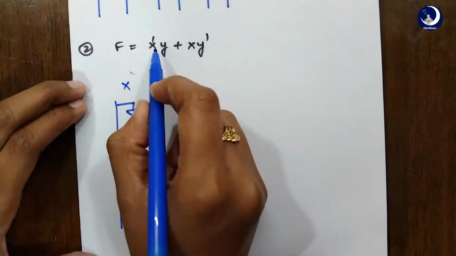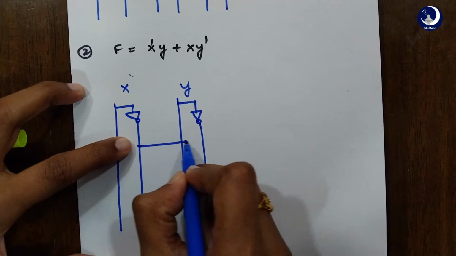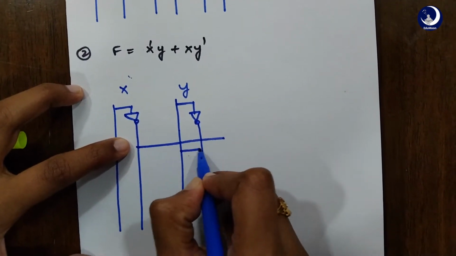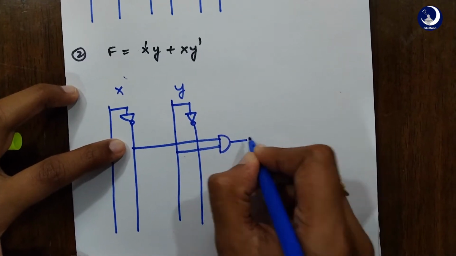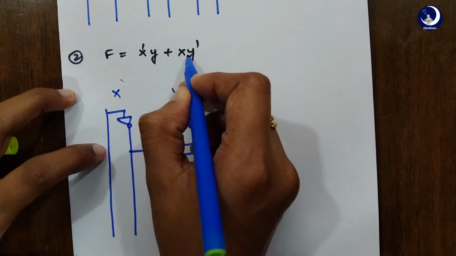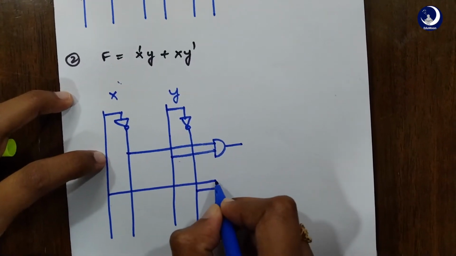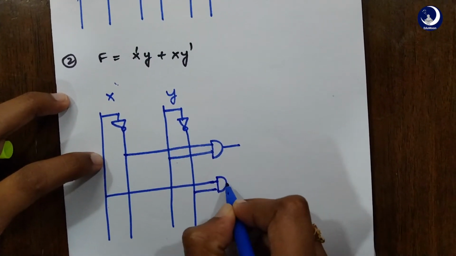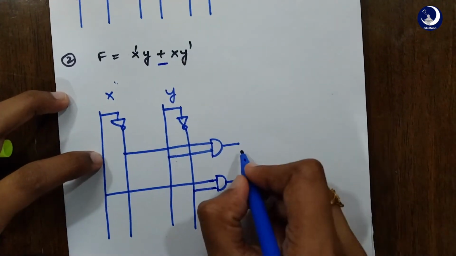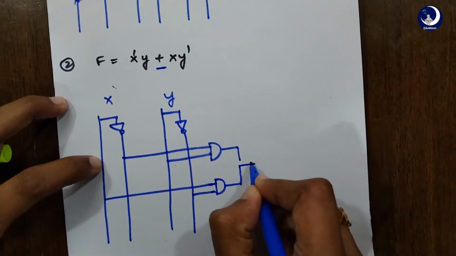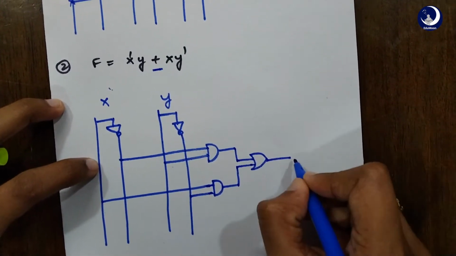Okay. Now, x bar dot y. This is your x bar input and this is your y input. As there's an AND gate in between them, you need to place an AND gate here. Next, x dot y bar. This is the input of x and this is the input of y bar. So again an AND gate in between them. Now as there's a plus symbol in between these two terms, we need to draw an OR gate. So this will be your F.